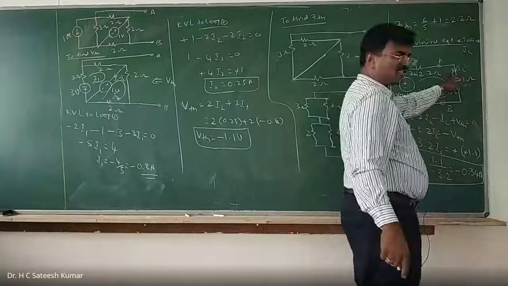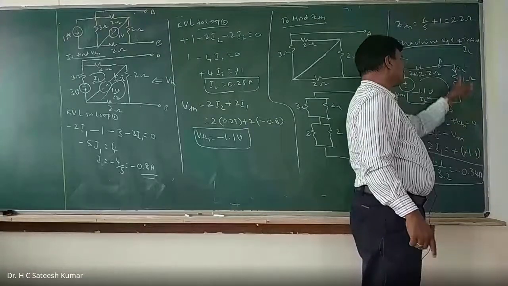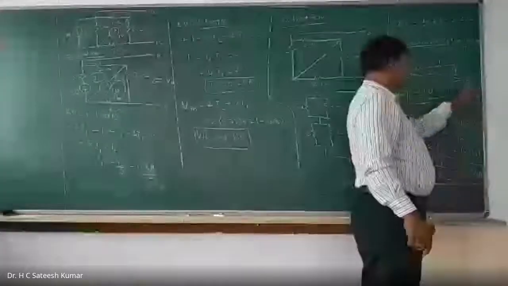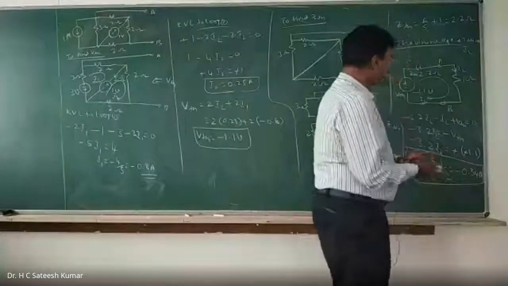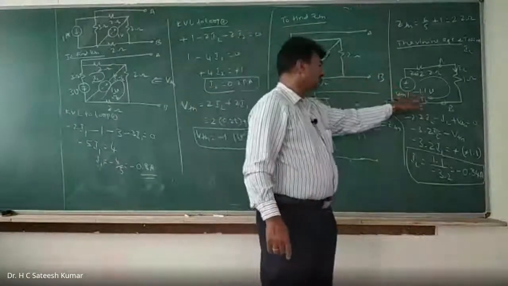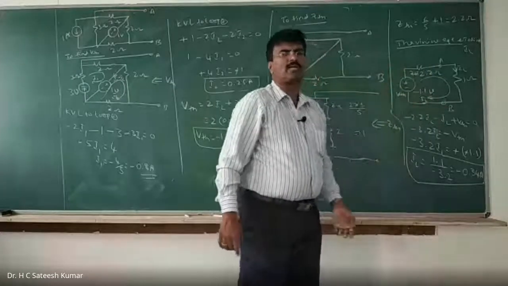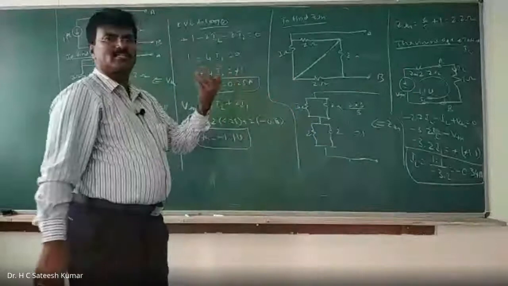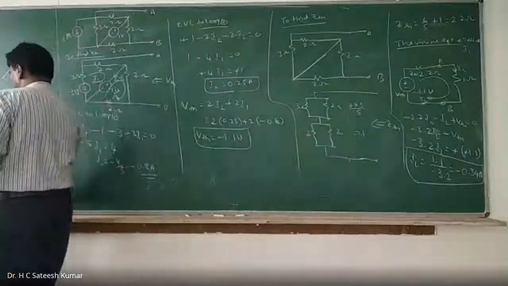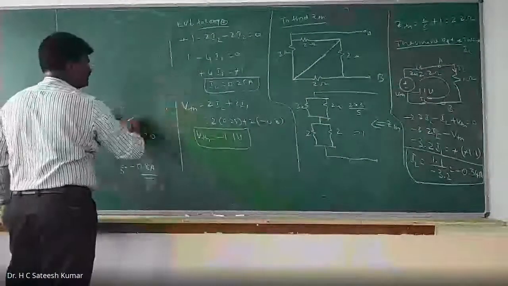Don't change the direction. This indicates that current flowing through this one is opposite to the assumed direction. We assumed that current is flowing this way, but since we are getting negative, it means that current is flowing opposite to the assumed direction. That's all. Don't change the directions anywhere. Here also, you write it as it is. Apply KVL, wherever VTH comes, you substitute minus 1.1. Minus is there, don't change the polarity and all. Okay. So, this is one of the problems on Thevenin's network.